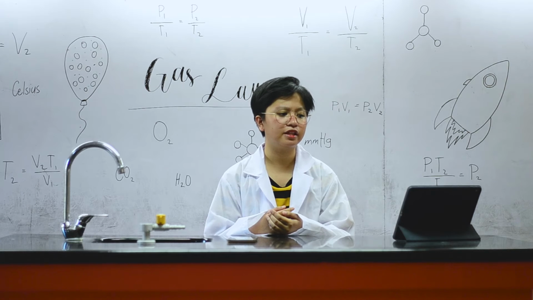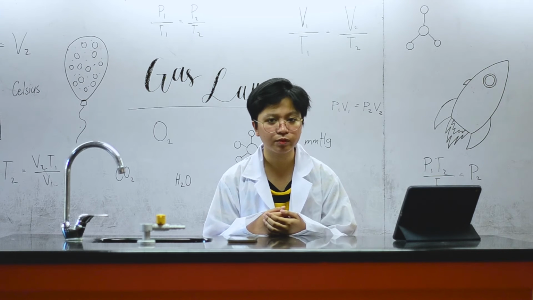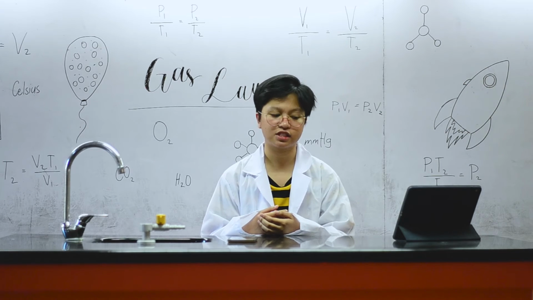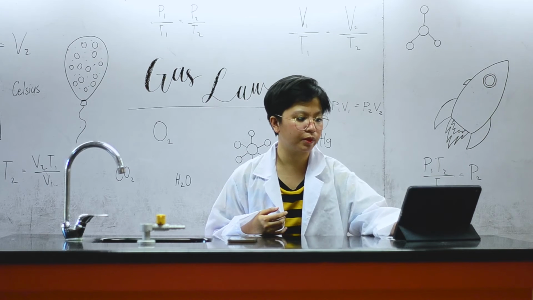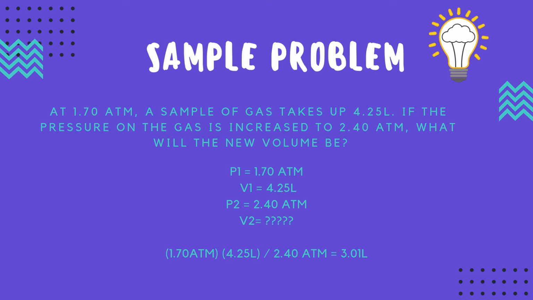This can be applied in the respiration cycle, so when we inhale and exhale, our diaphragm contracts and expands due to the change in pressure, which in turn affects the volume. Let's have a sample problem for us to understand this lesson better. At 1.7 atmospheric pressure, a sample of gas takes up 4.25 liters. If the pressure on the gas is increased to 2.40 atmospheric pressure, what will the new volume be?